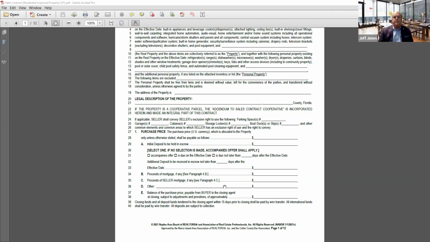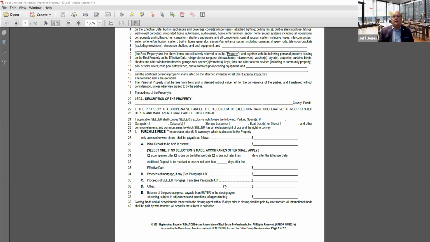Line 34 is very important. That's the amount of the mortgage that your buyer is planning on getting. And that number is what's protected by the financing contingency, which we'll take a look at here in a minute on page 2. So make sure that that amount is what your buyer's expecting to get as a mortgage.